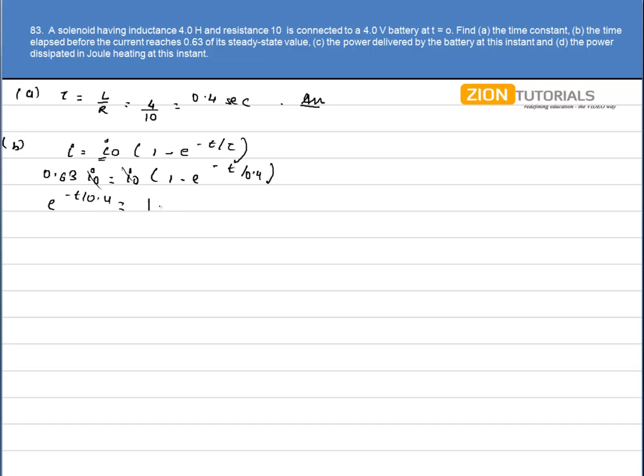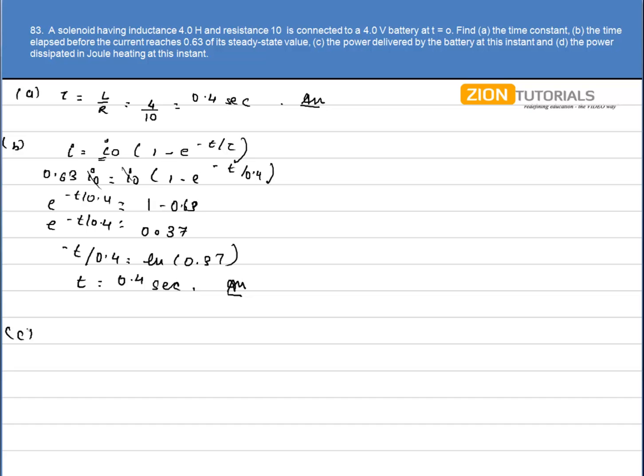We have 1 minus 0.63, that comes out to be 0.37 equals e to the power minus t by 0.4. Taking natural log on both sides, we have minus t by 0.4 is equal to natural log of 0.37. So on solving this equation, I get the value of t as 0.4 second. That is my answer.